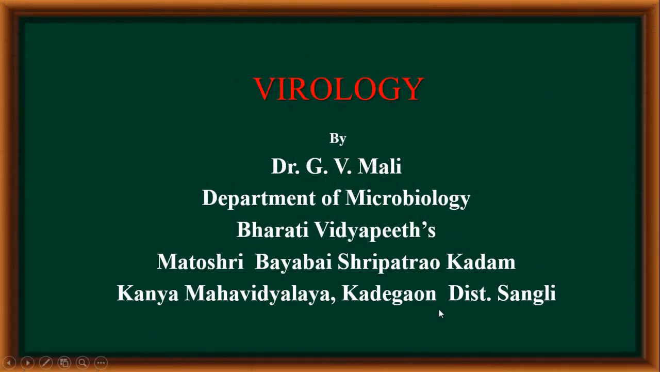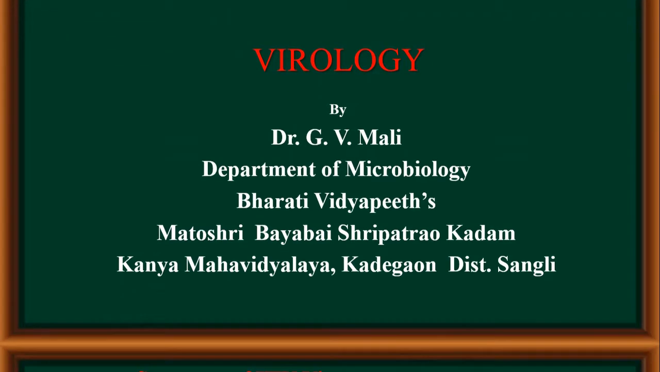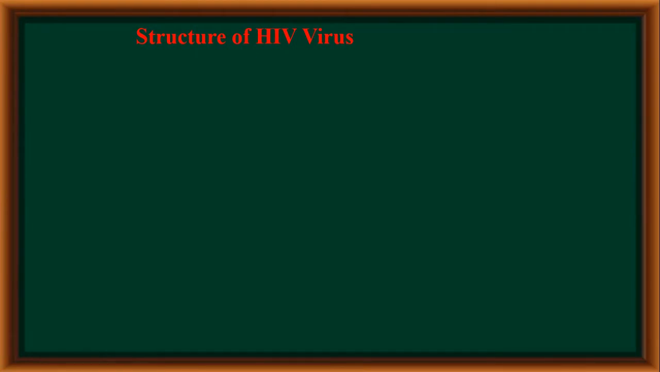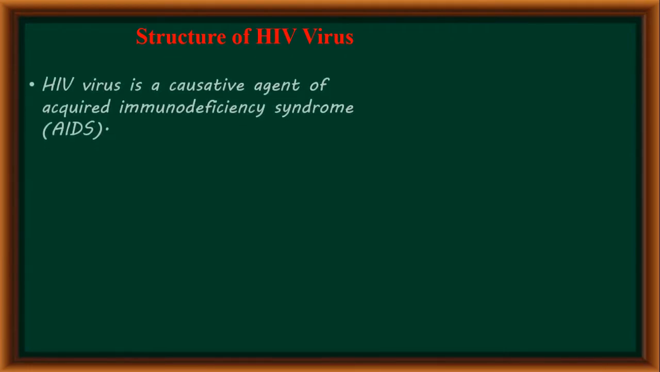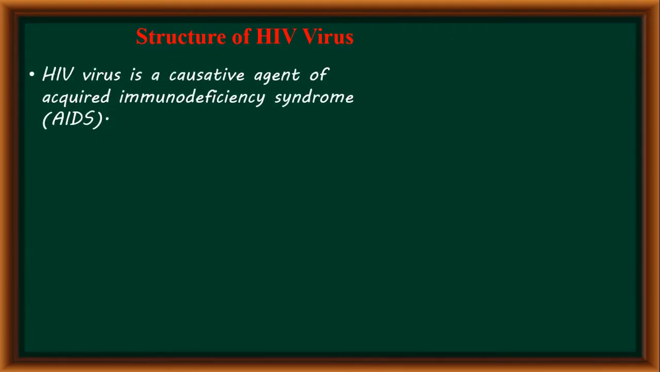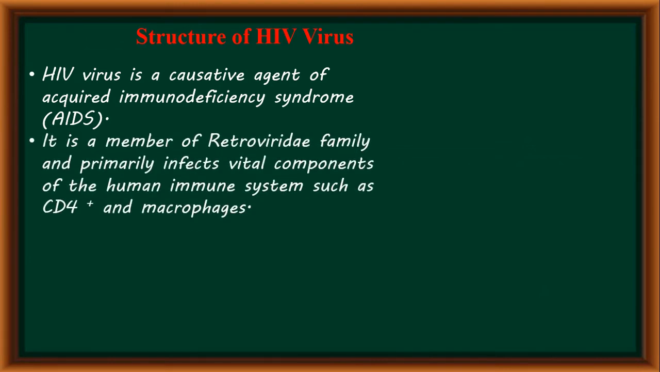Dear students, in this video we are going to learn about the structure of one of the important viruses, and that is human immunodeficiency virus or HIV. All of you know that the HIV virus is the causative agent of a disease known as AIDS or acquired immunodeficiency syndrome. This virus is a member of the Retroviridae family, and primarily it infects the vital components of the human immune system such as CD4 cells and macrophages.